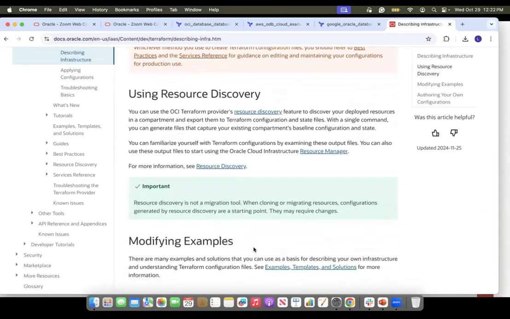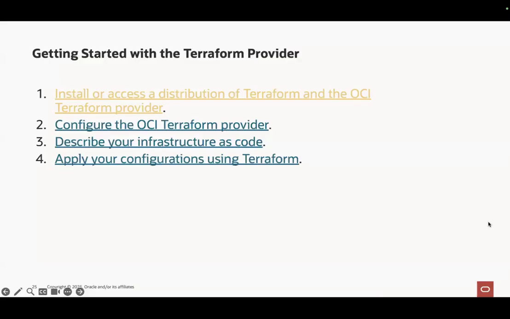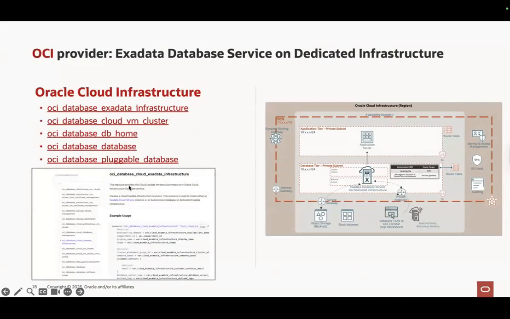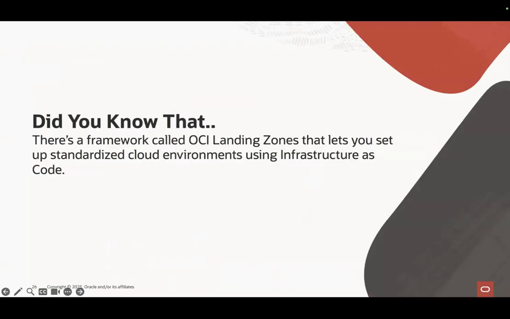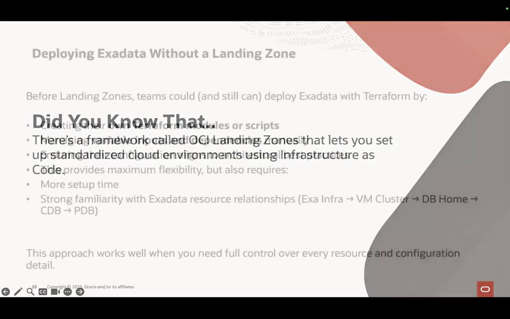This is the part where you create your script. On your main.tf, you just need to put what resources you want to use, like from our example a while ago. So let's say for the OCI deployment, you need to have all of this on your Terraform script and then run it on your OCI. Now, if you don't want to do that approach, did you know that there's also a framework called OCI Landing Zones? That lets you set up standardized cloud environments using infra as code.